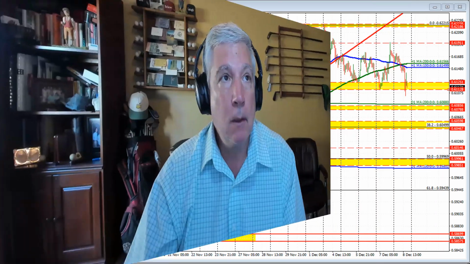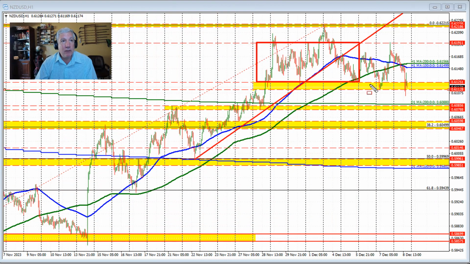I'm going to take a quick look at the New Zealand versus U.S. dollar as we head toward the end of the trading week and look toward the new trading week. So let's get started. I'm going to put a box around this area right here. This area represents where most of the price action has taken place in the New Zealand versus U.S.